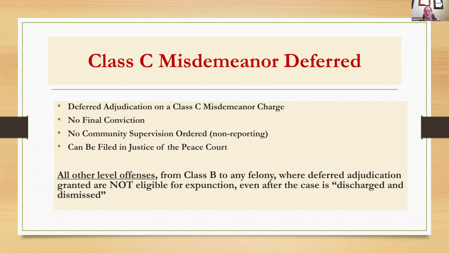What I said here at the bottom is that from Class B to any felony where deferred adjudication is granted, you're not eligible for an expunction. This is the one exception where you can get deferred on a Class C ticket offense and be eligible for an expunction. However, if you're on probation for a Class B to any felony and you get deferred probation, you complete it, even if you're discharged and dismissed from probation, the best you can get is a non-disclosure. So it's just one of those weird rules that applies.